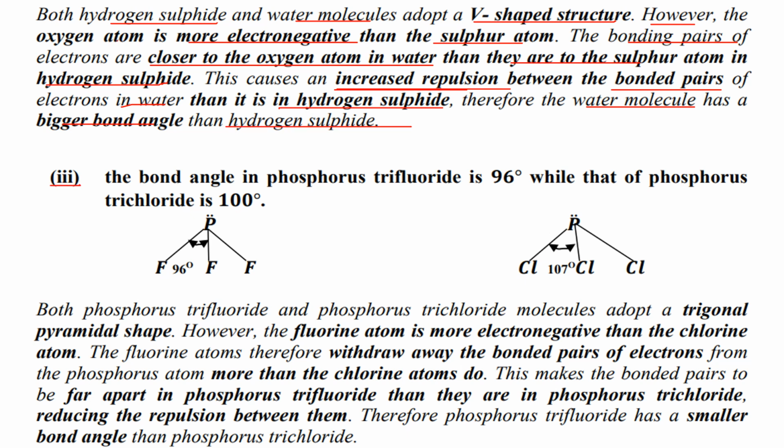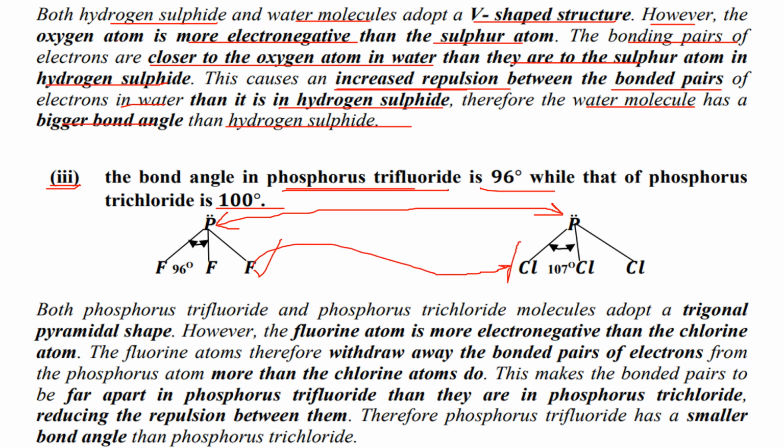So going to explanation number 3, we're going to say that the bond angle in phosphorus trifluoride is 96, while that in phosphorus trichloride is 100 degrees. So here you can see that the central atoms are the same, but what has varied is the atoms that are being bonded to. Still here we look at the same issue. We look at electronegativity of fluorine and chlorine, and you see that fluorine is more electronegative than the other.